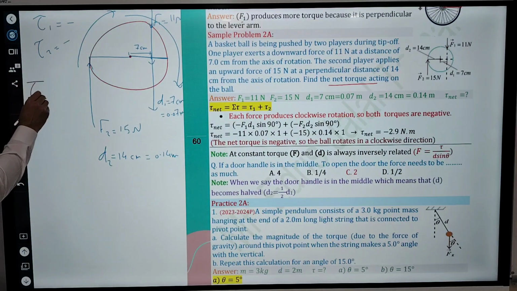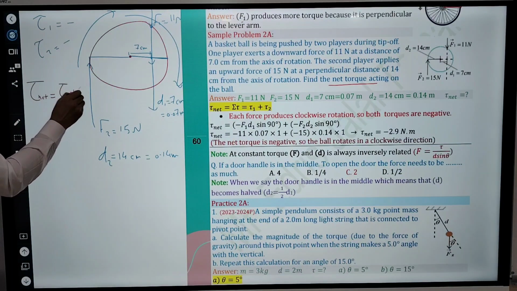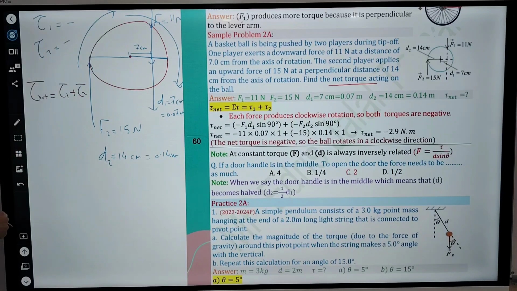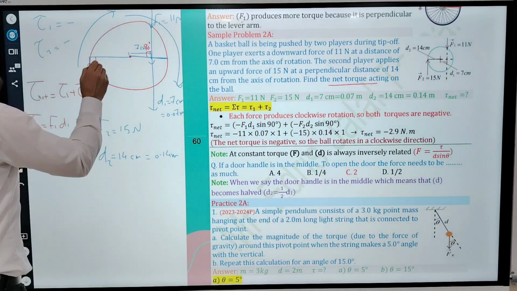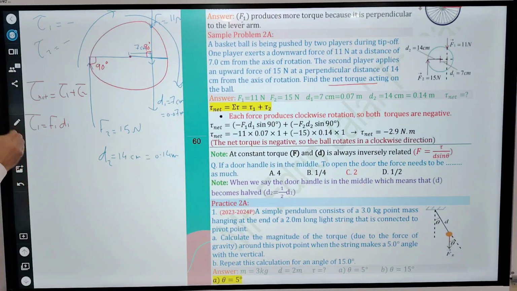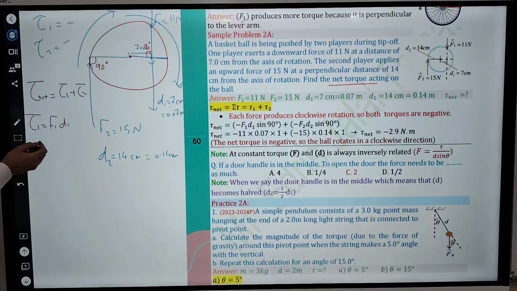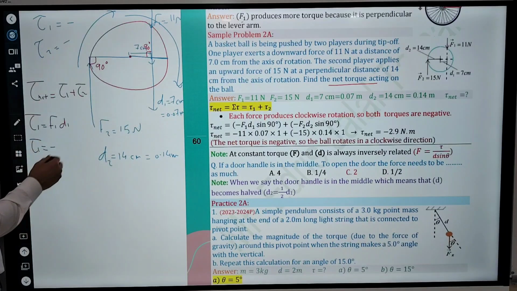How can you determine net torque? Net torque is equal to torque number 1 plus torque number 2. And the net torque should be negative. Why? Because both torques have negative sign. How can you determine torque number 1? Torque number 1 is equal to F1 D1. Its angle is what? 90 degree in both cases. So that is why it is not necessary to write down the sine of 90, okay? Because it is equal to 1. Replace. F1 was given, yes, negative. Why? Because it is rotating clockwise direction.